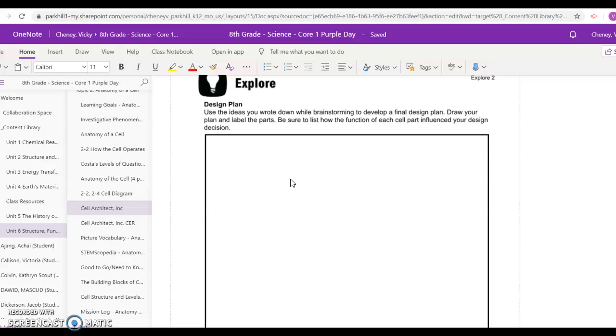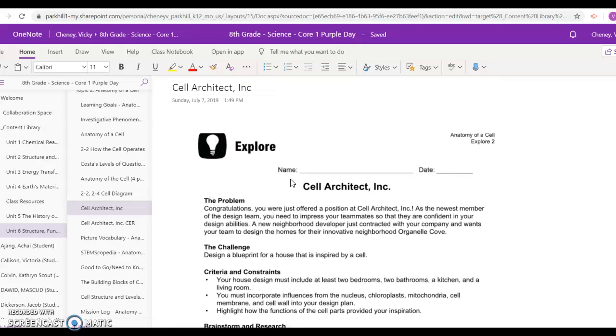So on your cell, which is going to be your house, do not forget to label the different parts. You may label it kitchen, bedroom, bathroom, so forth, but also label it cell wall, cell membrane, nucleus, chloroplast, and mitochondria. If you have any questions, please be sure to email me and ask, and I'll be happy to help you.